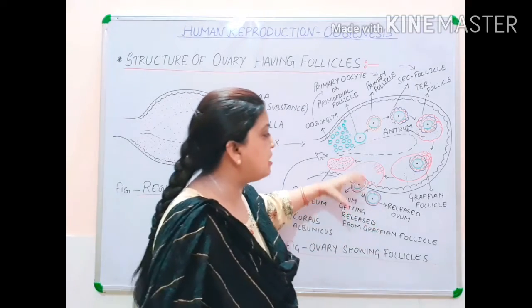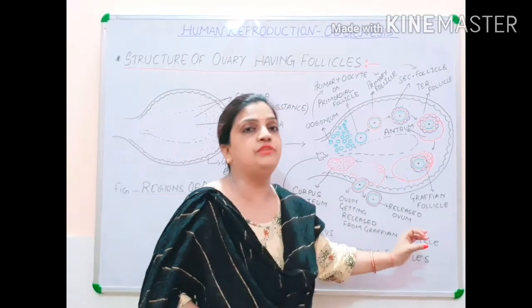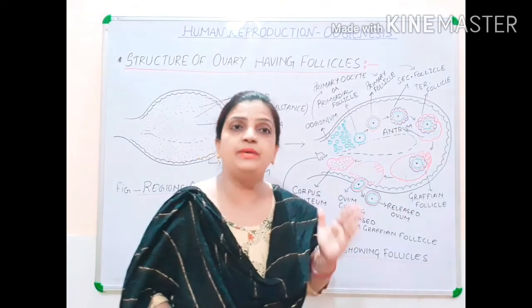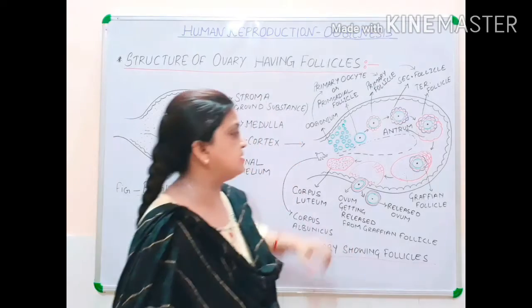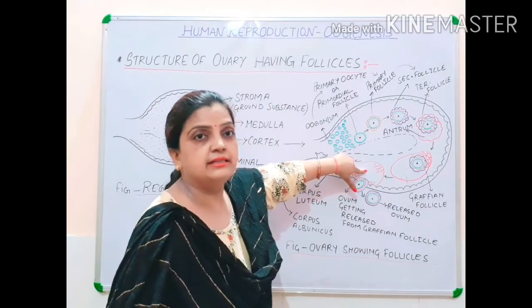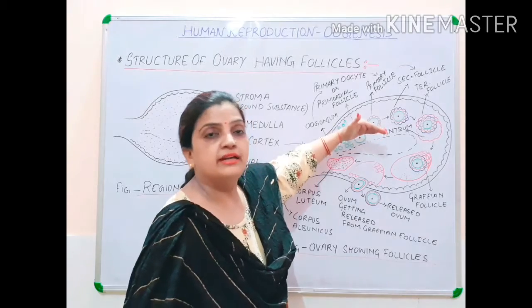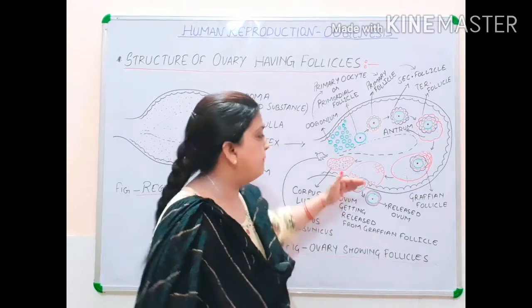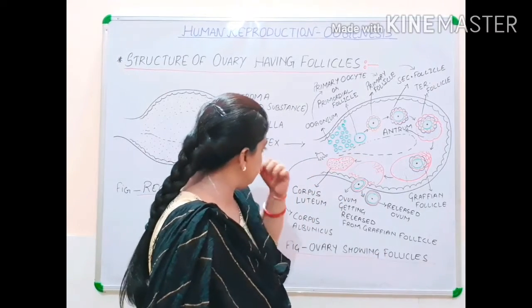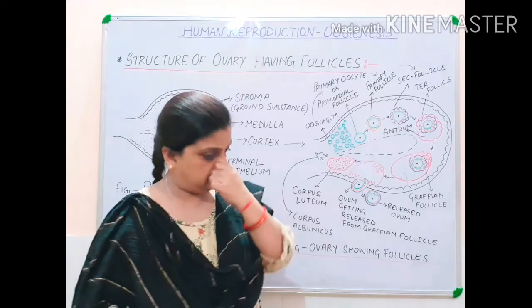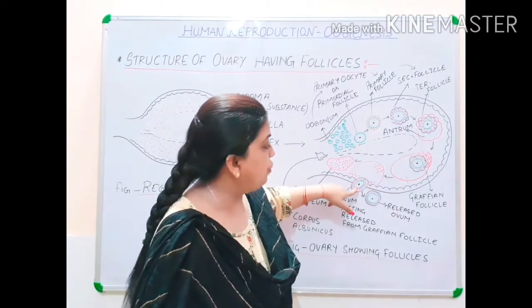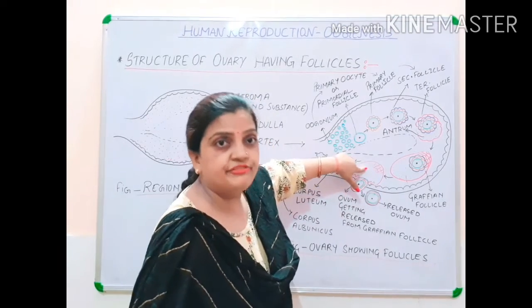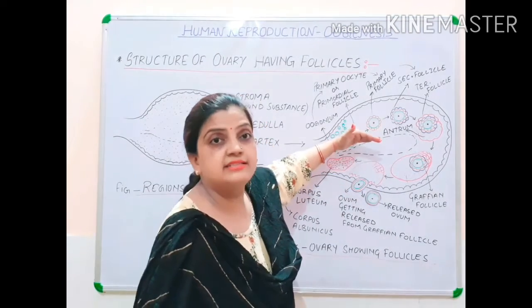Now children, once the ovum is released out of the Graafian follicle, now the things which have to be understood are very important. What happens is that this Graafian follicle is left over inside the ovary. The ovum gets released outside, but this Graafian follicle is left over inside.